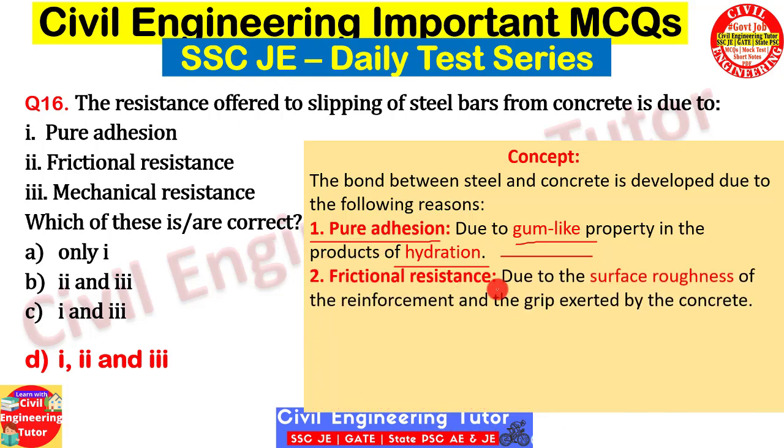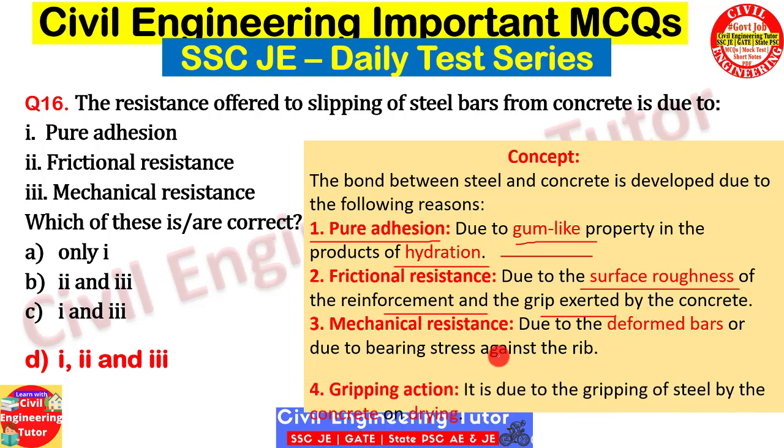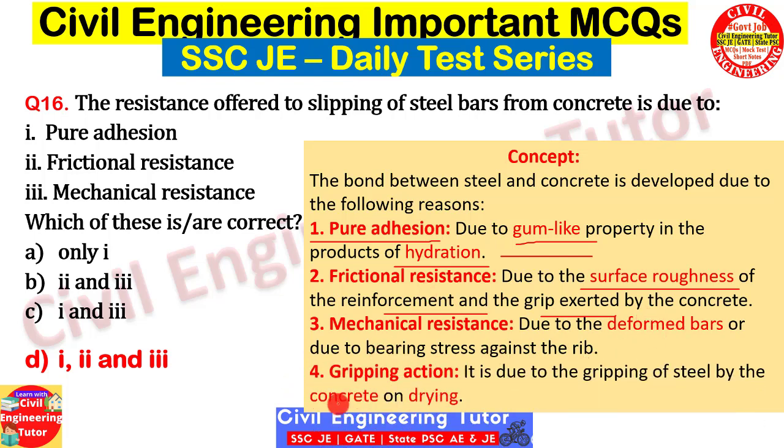Number two is frictional resistance. What is frictional resistance? We know that the surface of the steel has some degree of roughness. Due to that surface roughness, the reinforcement and the concrete are bonded together. Third one is mechanical resistance. This is due to deformed bars. And final is gripping action. That is due to the drying of concrete. So just remember these 4 points. It may be asked in any way.